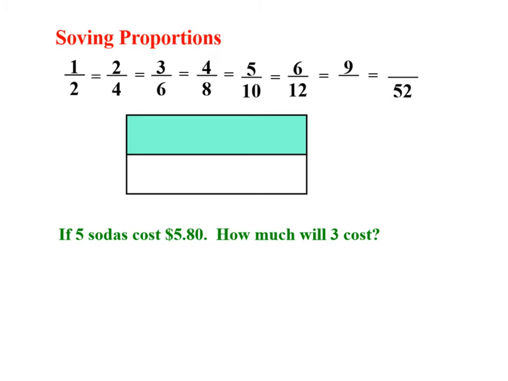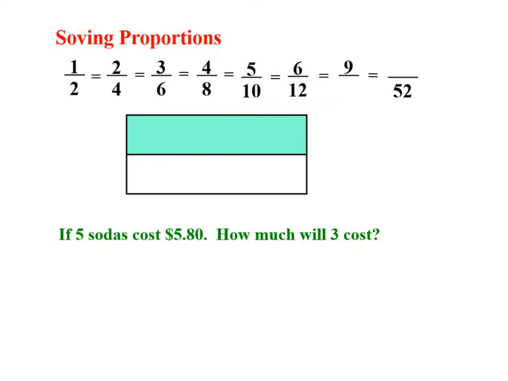All right, so here's just a little bit of practice. I have set up this whole arrangement of basically equivalent fractions, if you think about it that way. And I want to remind you that the cross products are equal. So 1 times 4 is 4, and 2 times 2 is 4. 2 times 6 is 12, and 3 times 4 is 12. 3 times 8 is 24, 4 times 6 is 24. 4 times 10 is 40, and 5 times 8 is 40. 10 times 6 is 60, and 5 times 12 is 60.